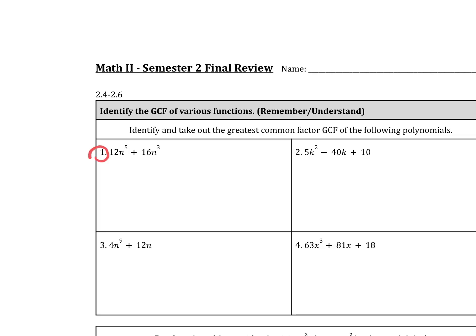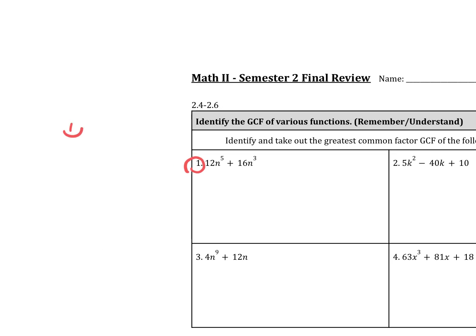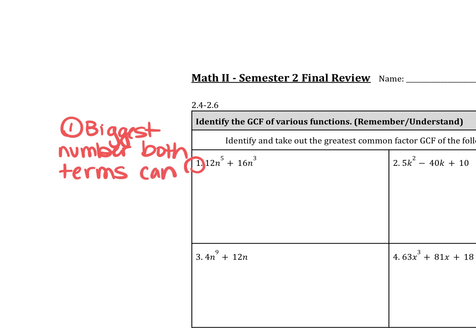So what you're going to do is divide by two things. The first thing is the biggest number both terms can be divided by. This is called the greatest common factor.